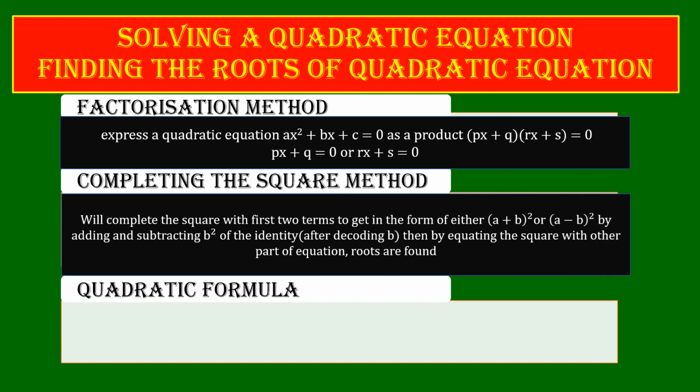Second one is completing the square method. In this we'll complete the square with the first two terms of the equation to get it in the form of either (a plus b) whole square or (a minus b) whole square by adding and subtracting b square of the identity, right? Adding and subtracting simultaneously means we are doing nothing to the equation. Okay. Then by equating the square with the other part of the equation, roots are found. Now to add and subtract b square, we first find b, right? What is b of this identity in that particular equation?